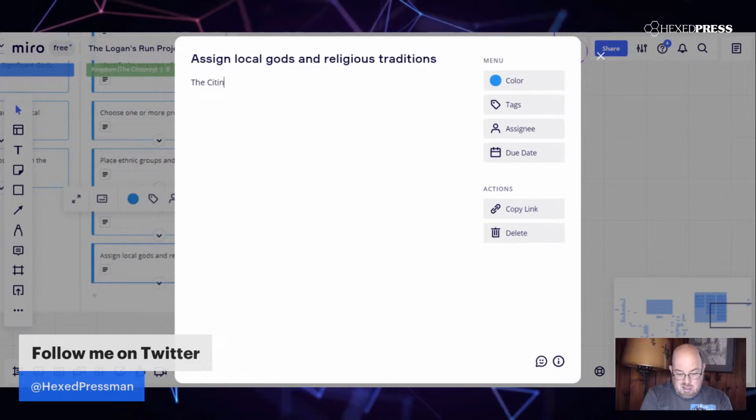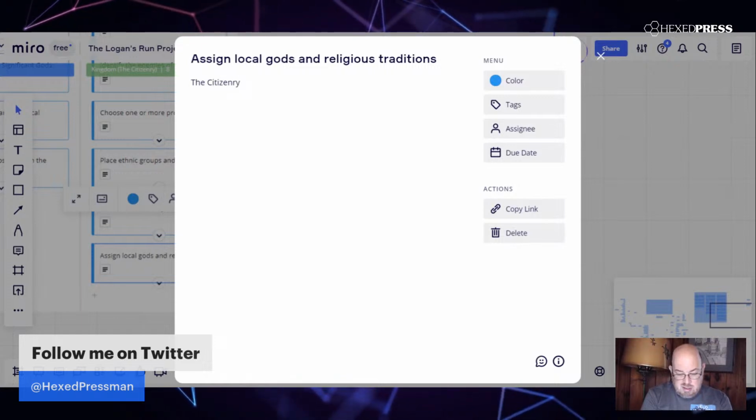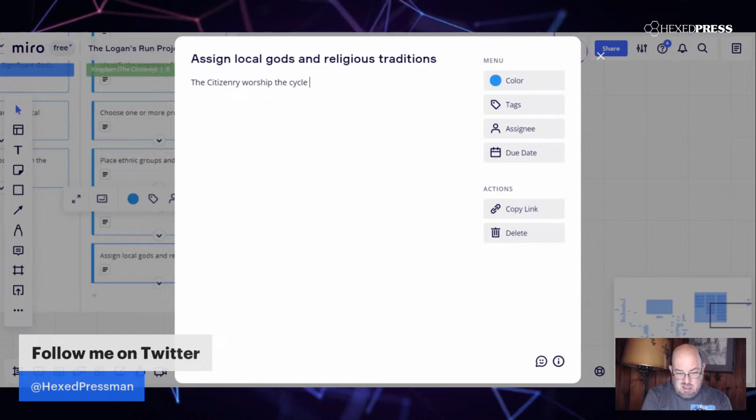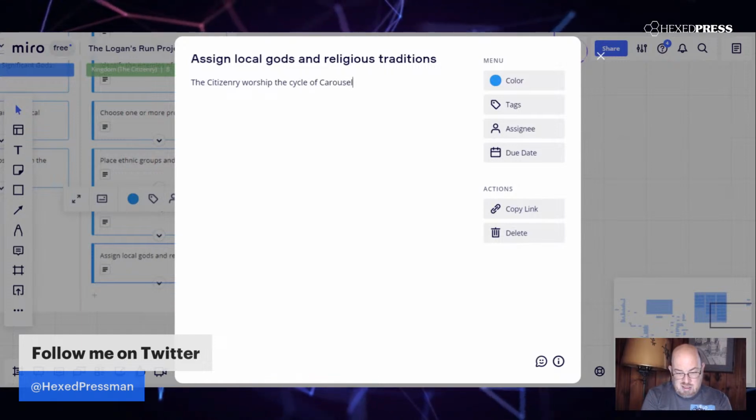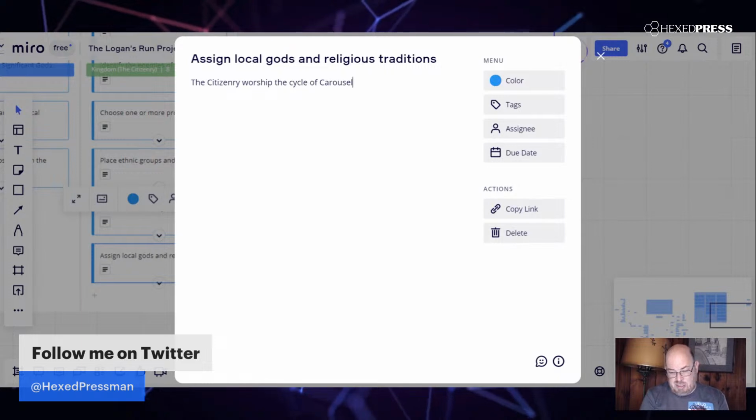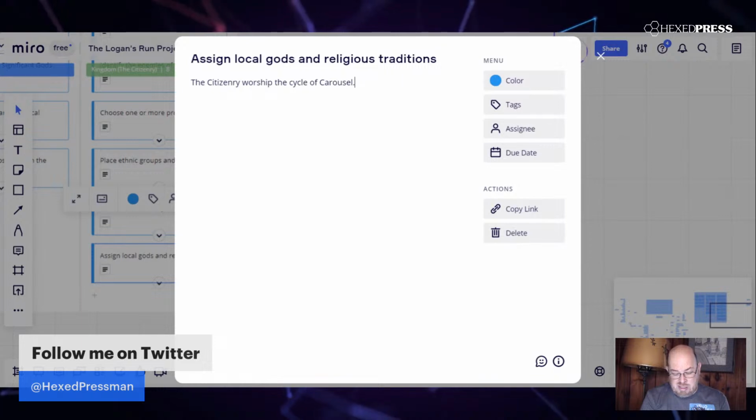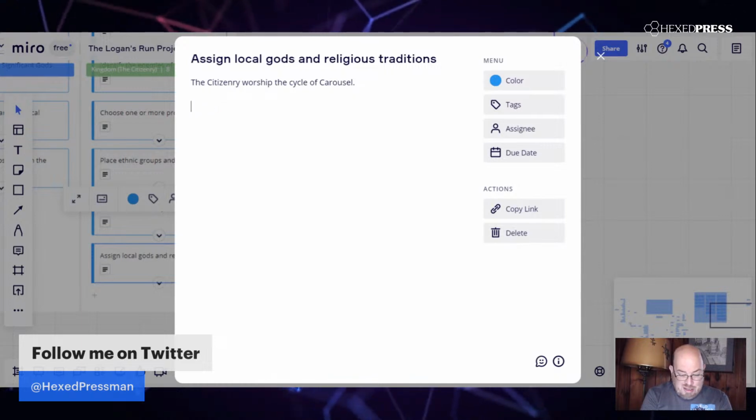The citizenry worship the cycle of Carousel. We haven't fleshed out their god yet, but ultimately, that's kind of behind it, and whatever else may be working. But for the main thing, I think, to keep in mind, right? The Carousel. The main, kind of the only, I think, maybe the only tradition, or at least the main one.